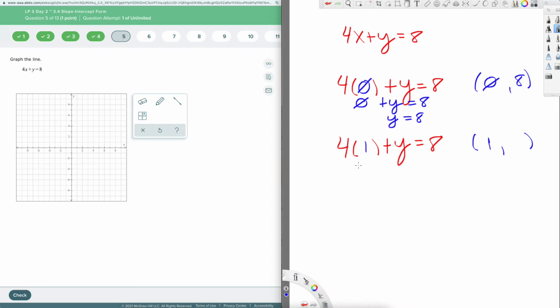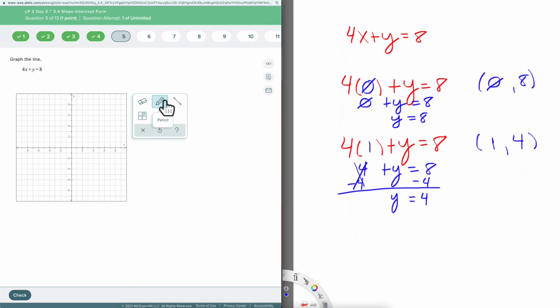4 times 1 is 4, plus y equals 8. Remember, I want to know what y equals, so I need to take this plus 4, and I need to subtract it from both sides. I need to solve for that variable. 4 minus 4 cancels, so y drops down by itself. 8 minus 4 is 4. So if x is 1, y is 4.